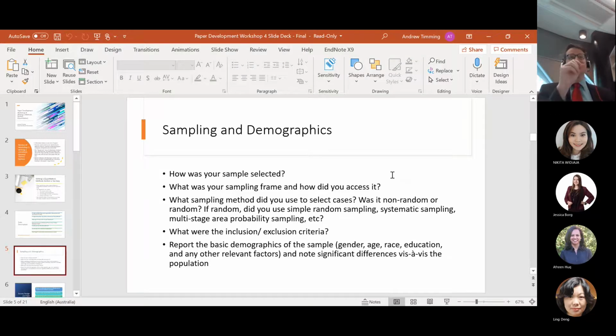And then at the end of this section, I always encourage people to report basic demographics from your sample, right? At a bare minimum, if you have this information, the gender breakdown of your sample, the age demographics, race breakdown, if you have that, and education, and any other relevant demographic factors. And if there are significant differences vis-a-vis the population, this would be the opportunity for you to note those differences, right? So if your sample is, I don't know, 70% female rather than 50%, that would probably be something to observe and explain.